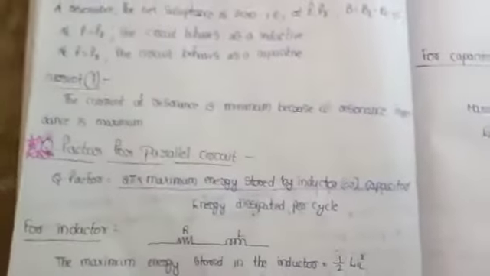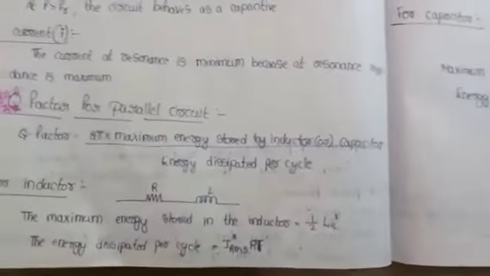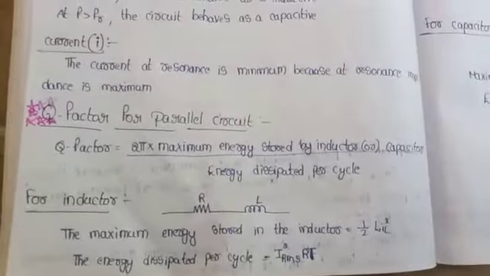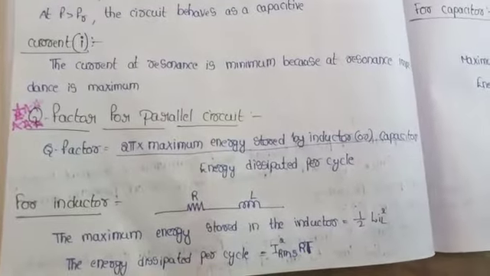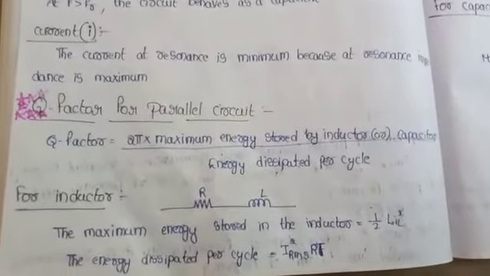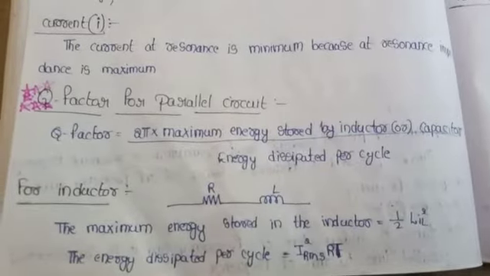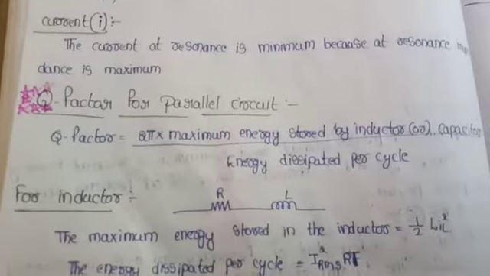Another topic is the quality factor, the most important one. In series resonance, quality factor is also calculated. Now for the parallel circuit, quality factor is generally the maximum energy stored in the inductor or capacitor divided by the energy dissipated. These two elements are the same as in series resonance. I have to clearly tell about the quality factor.